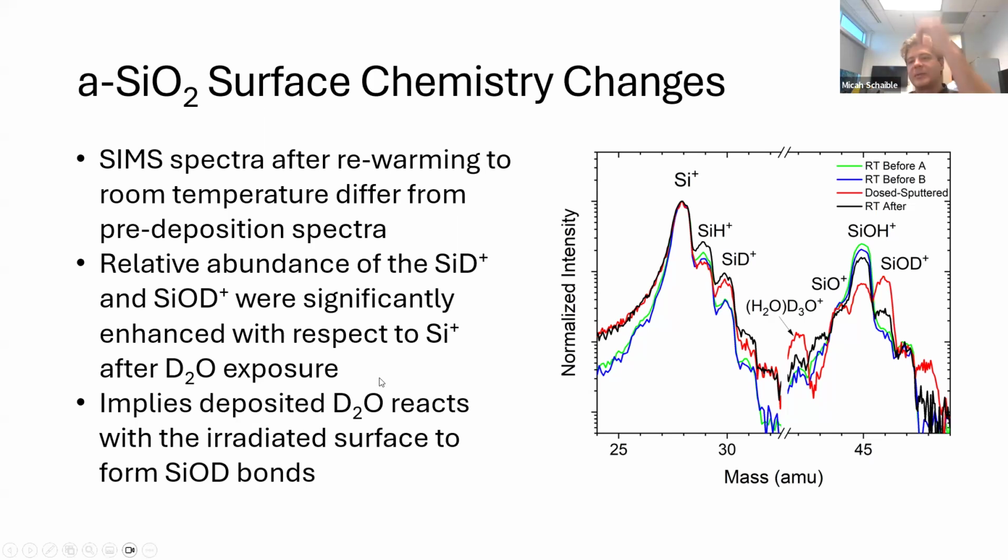There's still a lot of work that needs to be done to determine if these can form passively. So can you irradiate the surface to create a defect-rich surface and then expose it to D2O to dissociatively absorb that D2O molecule to the surface? Or does it require active irradiation in order for these molecules to form? So that's still work that we have left to do.